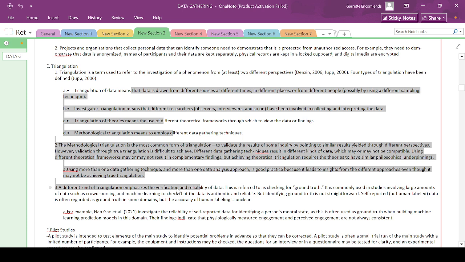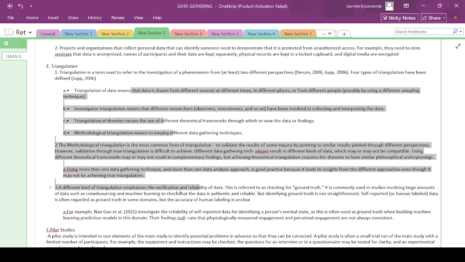Investigator triangulation means that different researchers, observers, interviewers, and so on have been involved in collecting and interpreting data. Triangulation of theories means the use of different theoretical frameworks through which to view the data or findings. Methodological triangulation means to employ different data gathering techniques. Methodological triangulation is the most common form of triangulation to validate the results of some inquiry by pointing to similar results yielded through different perspectives.